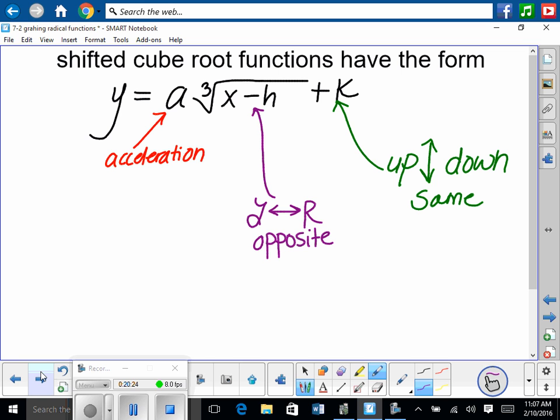Okay, so shifting of cube root function works the same as a square root function. So if you know how to shift a square root function, you know how to shift a cube root function. A is the acceleration. What's added with x underneath the radical, what's combined with x, with addition, is your shift left and right, you go opposite, and then the plus k is your shift up and down, and your sign stays the same. It works the same for all functions, so we're not learning anything new.